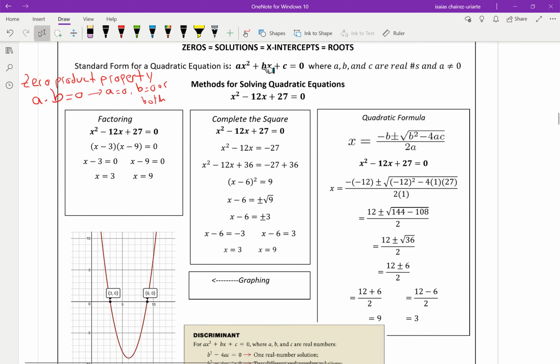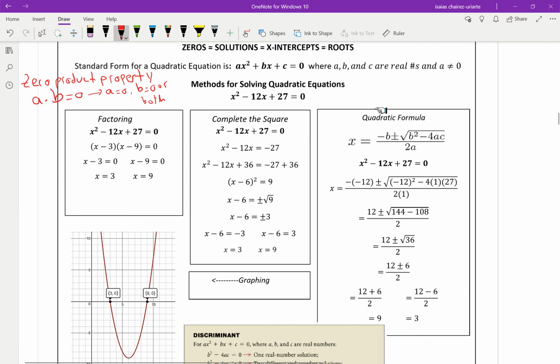Okay, another method by which we could solve this equation is called completing the square. And here the steps are given to us on how to complete the square. So you begin with your original equation. They subtracted 27 from both sides. And then all of a sudden magically there appears this 36 that appears on both sides of the equation. We added 36. How did we come up with 36?